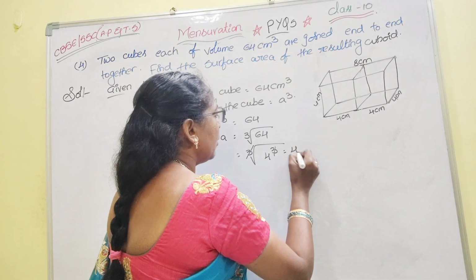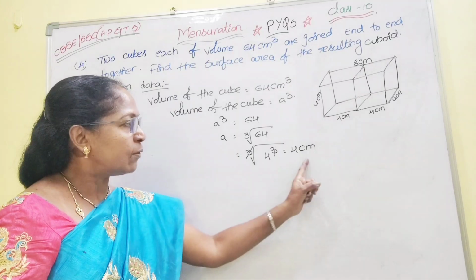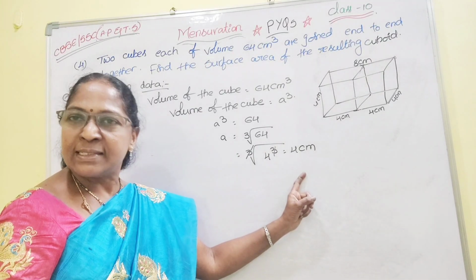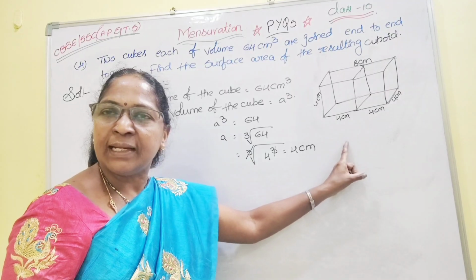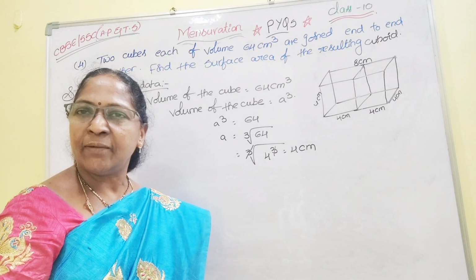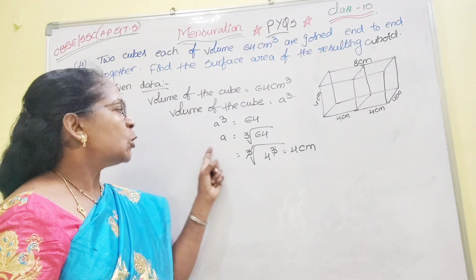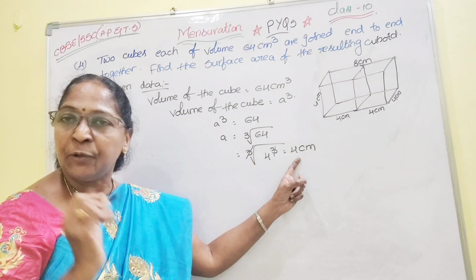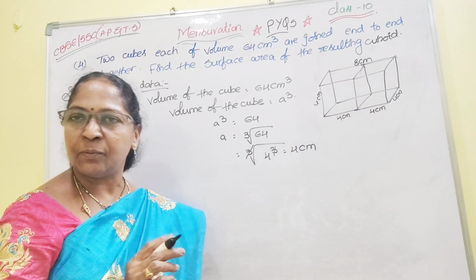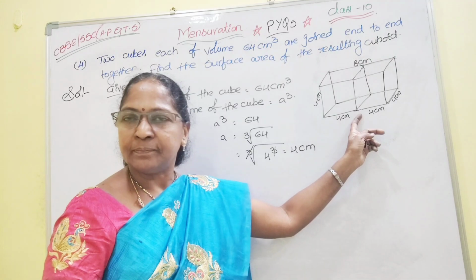So A equal to 4, and the unit given is centimeter cube, so it is centimeters. A is nothing but the side; all sides are equal, that is the length. Any one you can assume. All sides are equal, that means length, breadth and height are equal. So length of the cube equal to 4 centimeter, breadth of the cube equal to 4, as well as height of the cube is also 4. Here we got each side value.